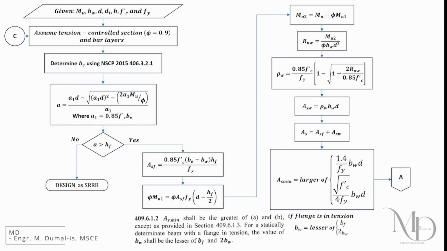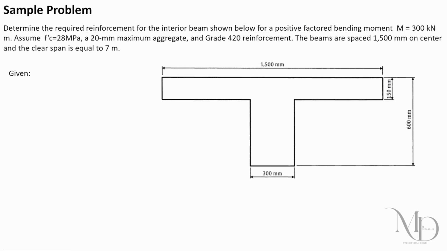Now, to better understand the concept, we will be having an example. Let me read the problem statement for you. Determine the required reinforcement for the interior beam shown below for a positive factored bending moment, which is equal to 300 kilonewton meters. Assume that the specified compressive strength is 28 megapascals, a 20 millimeters maximum aggregate size, and grade 420 reinforcement. The beams are spaced 1,500 millimeters on center, and the clear span is equal to 7 meters.